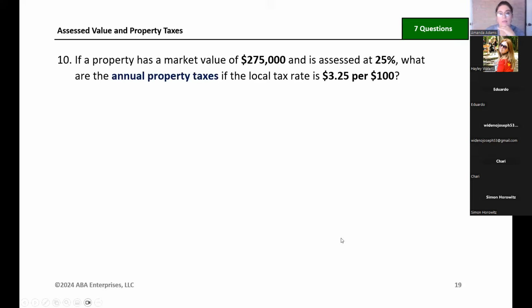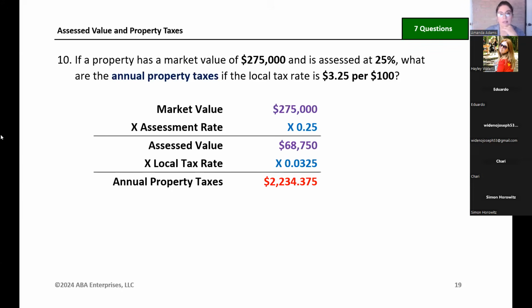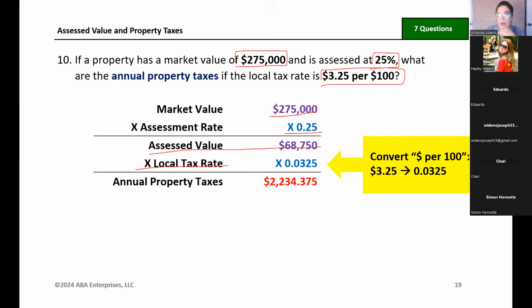Okay, so what we did, guys, is we took that market value. That's the big number. This is what the state thinks your property is worth. We first multiplied it by the assessment rate, the 25%. And that gave us what's referred to as the assessed value, okay? And then we had to multiply by our local tax rate, the $3.25. So we convert that into a decimal. All we did is take that $3.25 and divide it by 100, and we got 0.0325. So we'll just plug that in right there. We'll multiply it out and we get $2,234.38. You can round up if you want.